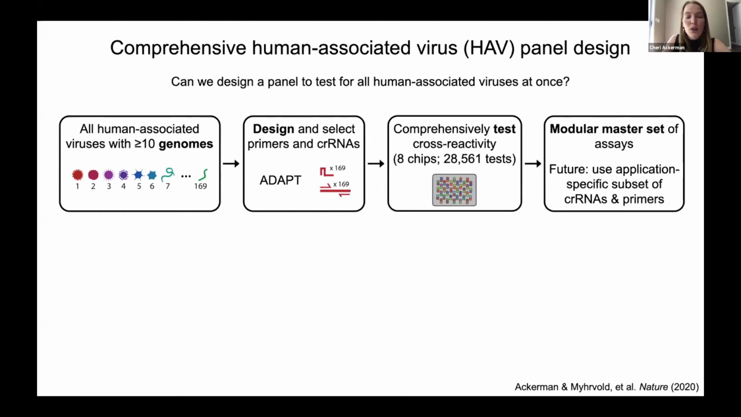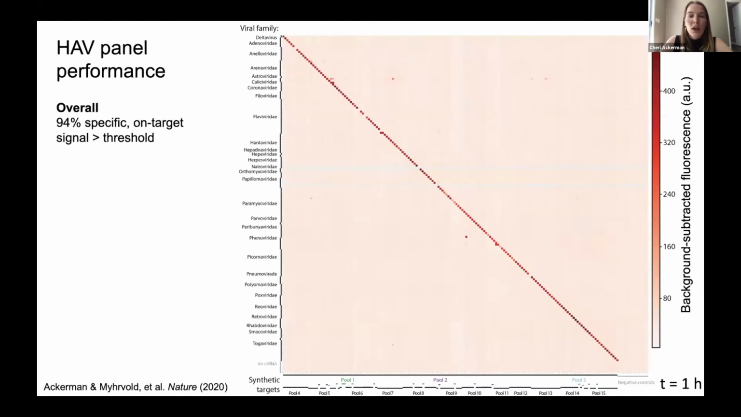And then our goal for this was that this collection of tests would be a modular master set of tests, so that when clinicians or other scientists want to test for a subset of viruses that are specific to, say, a certain geography or a certain body fluid, the tests are already designed. And you can just pull them off the shelf and put them in whatever configuration you want and use them. So we did that, and it worked really well.